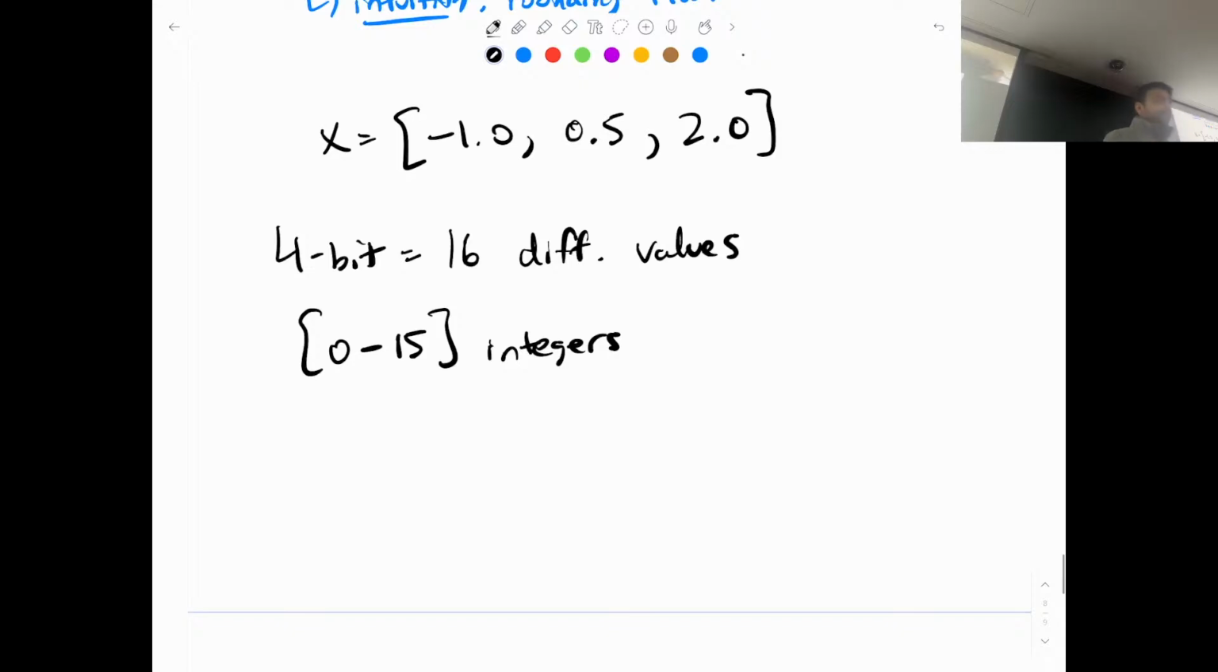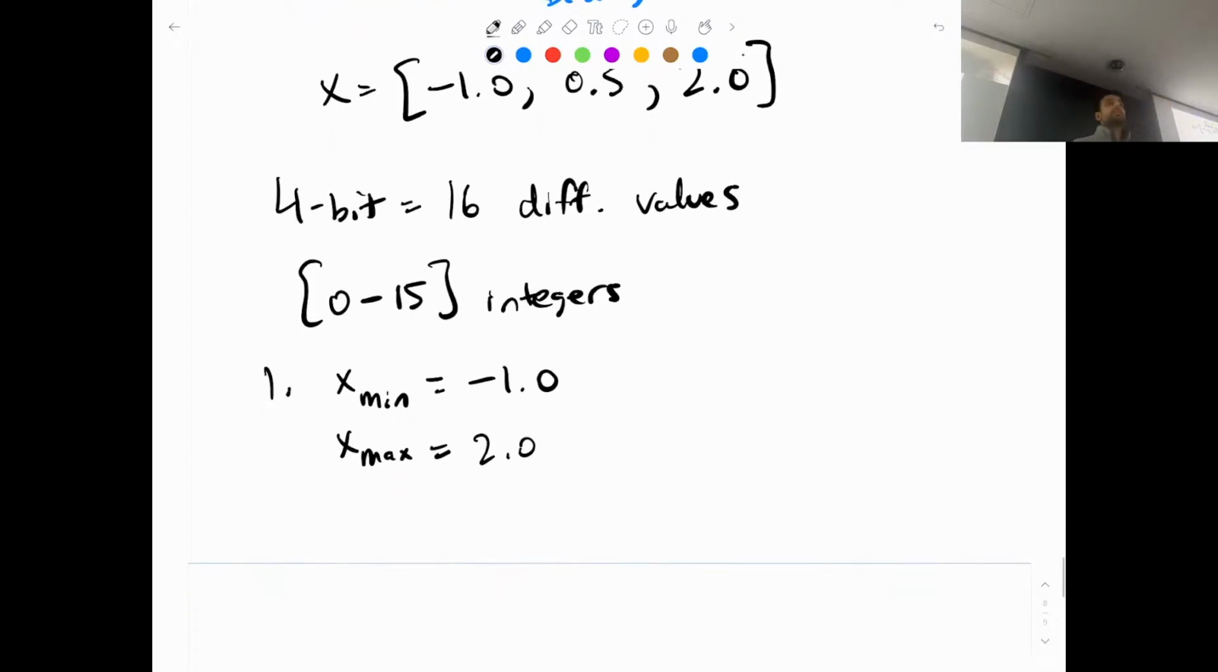So what you can do in the very simple affine transformation of this vector is first compute the min and max of this vector. In practice we will be doing this over all of the parameters in our language model, compute the min and max. We'll have to do something to deal with outliers, which we're not going to talk about here. But in this simple example, our min is -1, our max is 2.0.